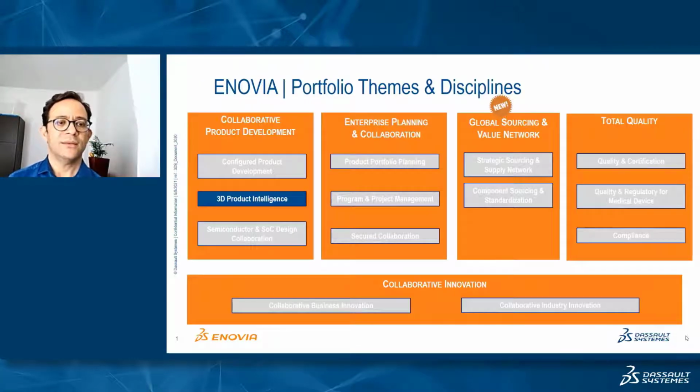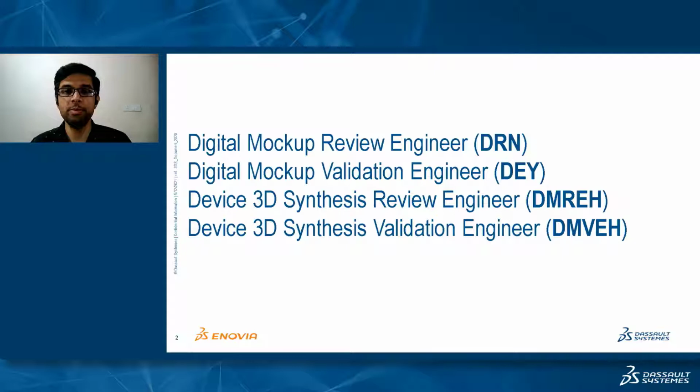Let's have a look now at the new enhancements in the 3D product intelligence. So coming to the next set of roles, which are from the digital markup. The first role is a digital markup review engineer, DRN. Another is the digital markup validation engineer, which is DEY.